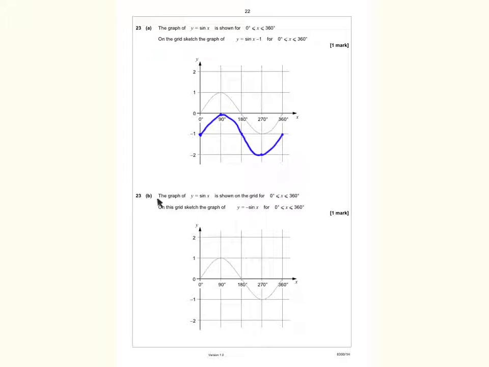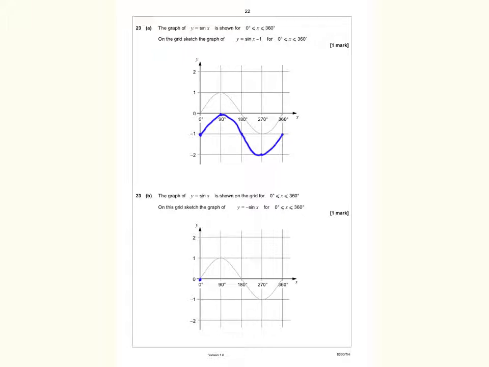Okay, so question 23b. The graph of y equals sine x is shown again. On this grid, sketch the graph of y equals negative sine x. So this time I'm going to find what sine x is and then take the negative of that. Sine 0 is 0, negative of that is still 0, so that stays where it is. Next one, sine 90 is 1, the negative of that is here. Sine 180 is 0, the negative of that is still 0, so that still stays the same. Sine 270 is negative 1, the negative of that is positive 1, and that one will stay where it is.